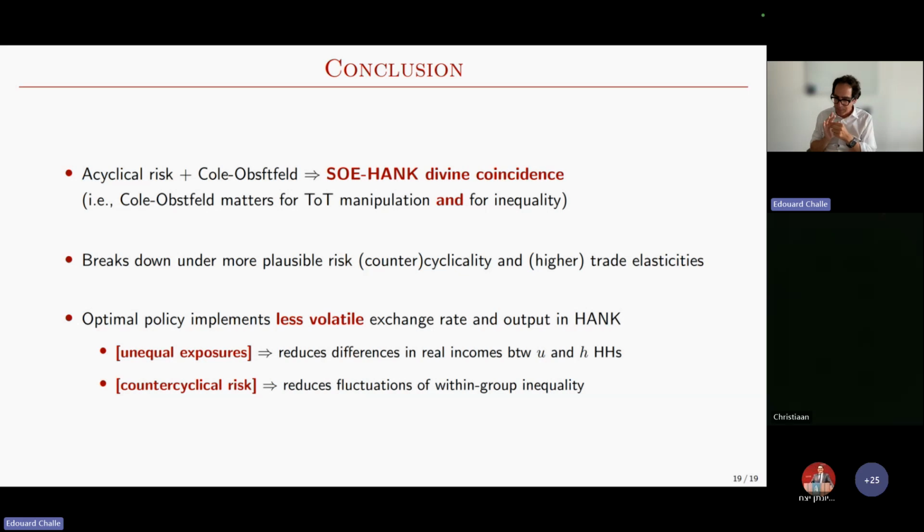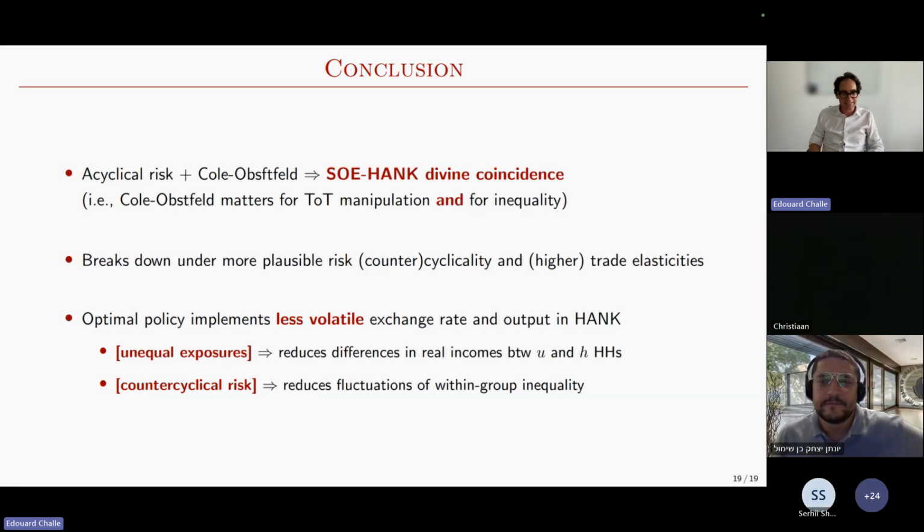And what matters here, and I'm going to conclude on that, is that there was this literature that emphasized the role of Cole-Obstfeld elasticities for terms of trade manipulation. It's when you move away from Cole-Obstfeld that you want to stabilize the exchange rate more because you want to manipulate the terms of trade. And we show that it also matters greatly for inequality because it's going to generate those between-group inequalities and activate a strong real income channel. I'm going to stop here. Please feel free to ask questions.